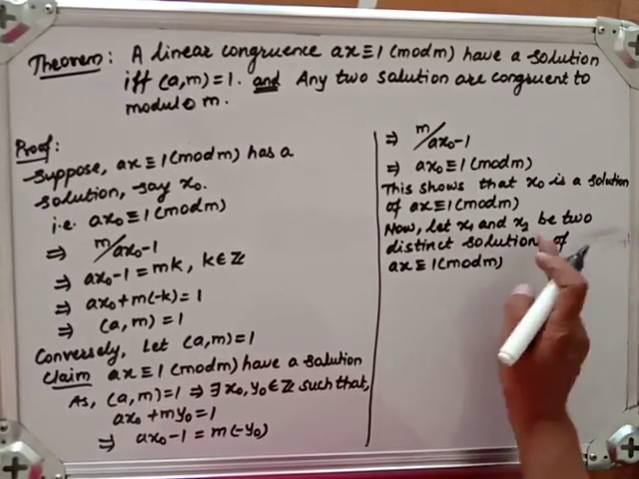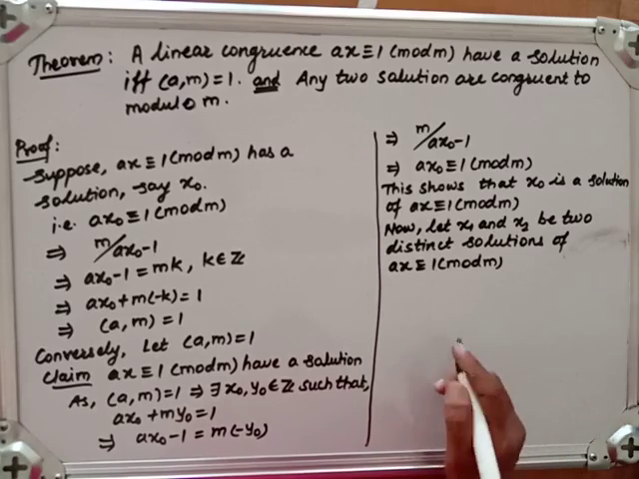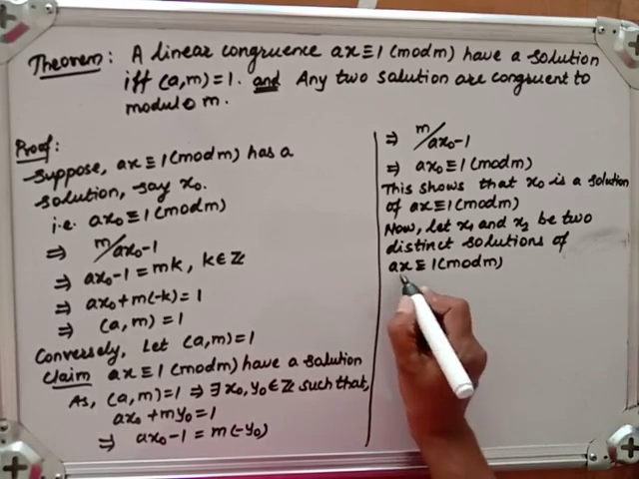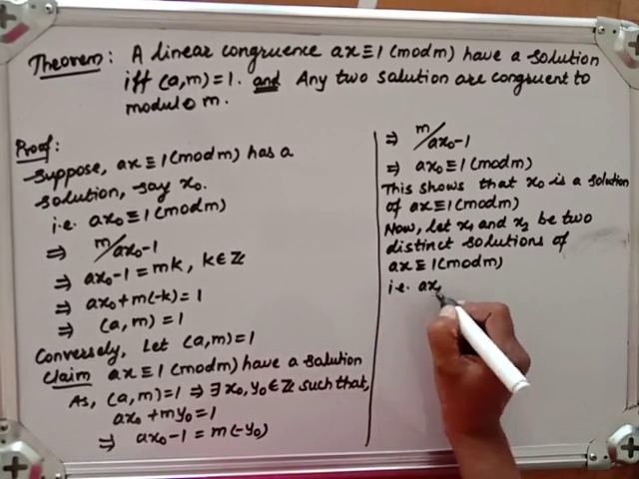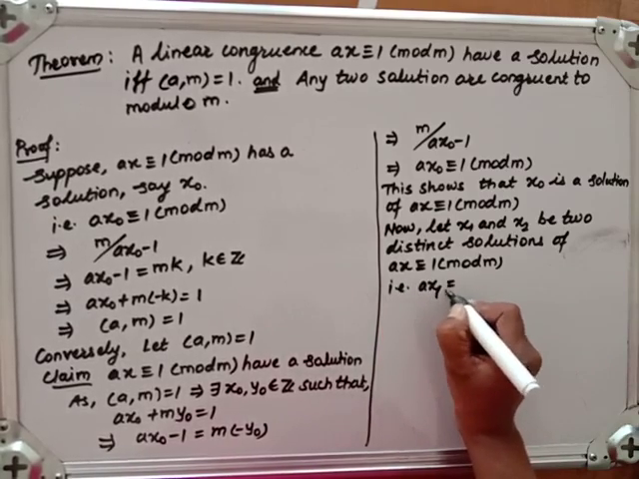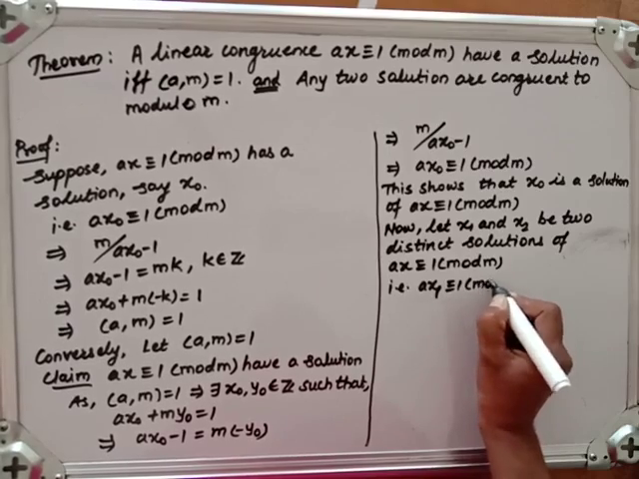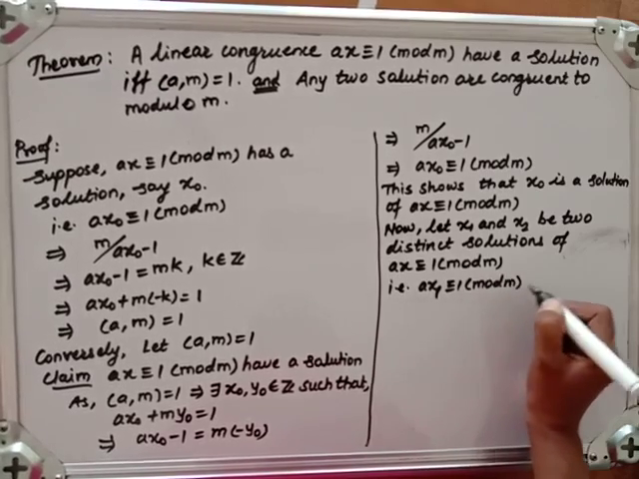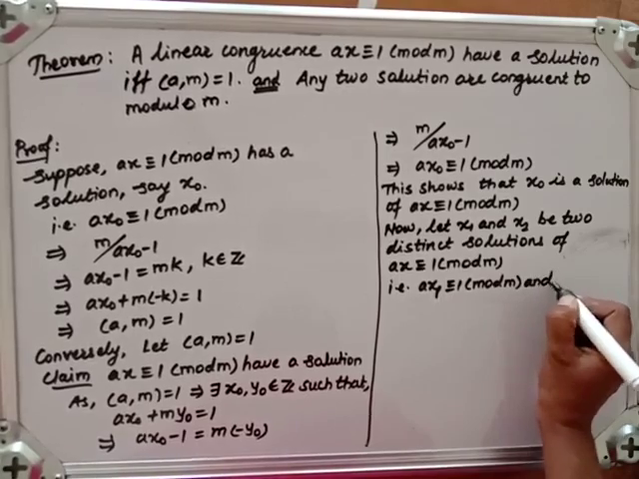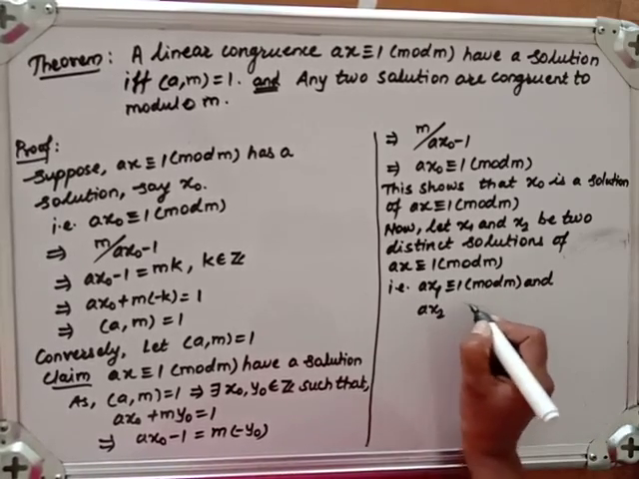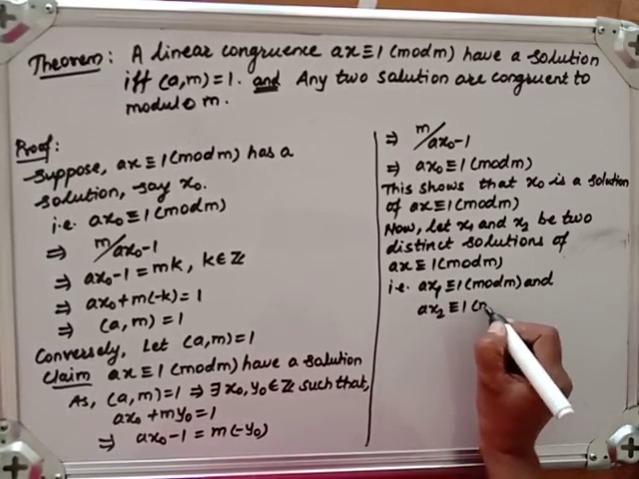Now we have to prove that x1, x2 are congruent to each other. If these are solutions, it means they satisfy this equation. So it gives Ax1 congruent to 1 modulo m and Ax2 congruent to 1 modulo m.